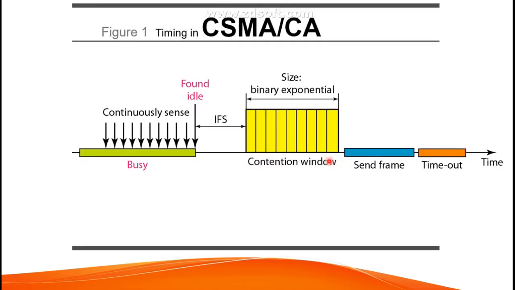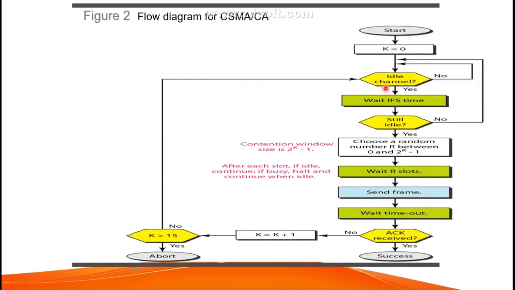From that contention window also we can explain that it is going to continuously sense the medium. If it finds it idle, then it needs to wait for this IFS time. Again, after IFS, it needs to choose a random number of slots. And then, after successfully waiting the back-off time, it can send the frame. So this same example I am going to explain through this flow chart.